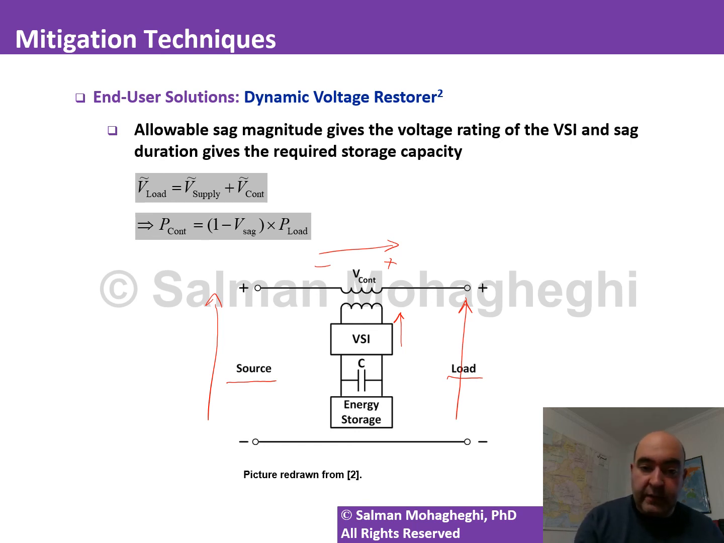So the size of this energy storage system will tell you for how long you can compensate for a particular voltage sag. So there are two important characteristics. One is the rating of the device itself, which tells you how much maximum voltage it can inject into the line. And the second one is the size of the energy storage system, which tells you for what duration of time it can provide that voltage.